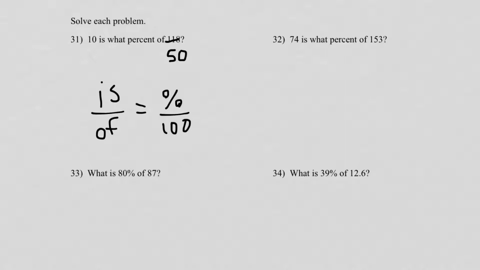Okay, and so let's look at this question 31. I've just changed the value so that you can still practice it and try something new. So "is over of" is equal to percent over 100. So if we go back into the question, 10 is. So that goes up in the top left. That's going to be 10.